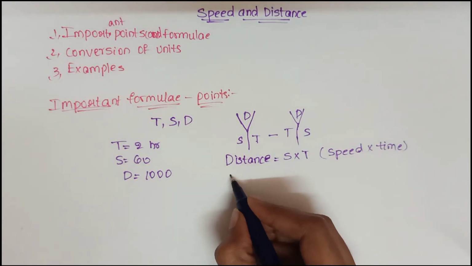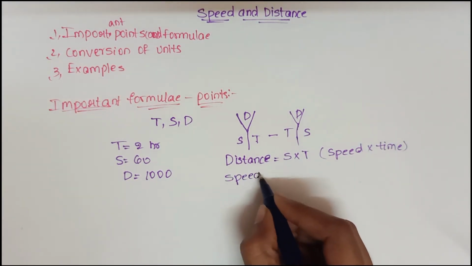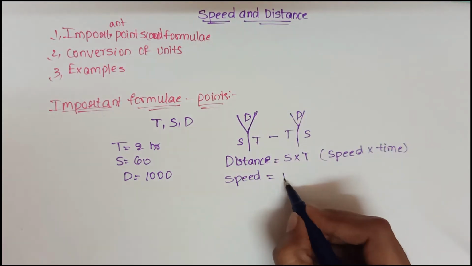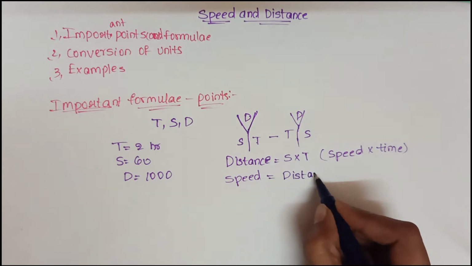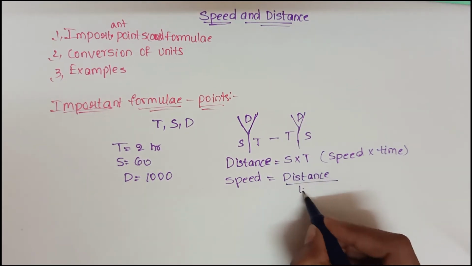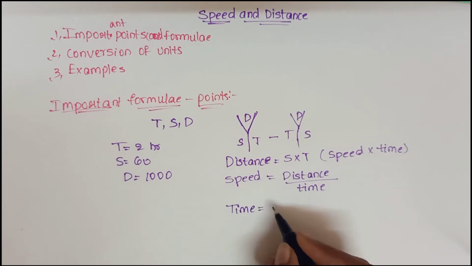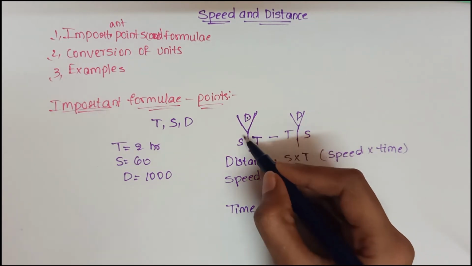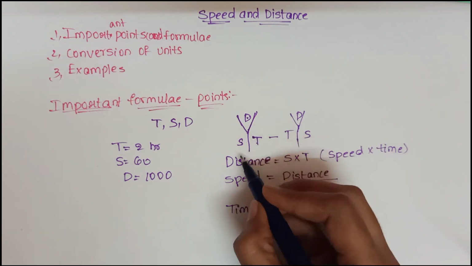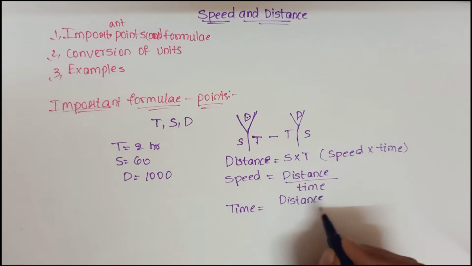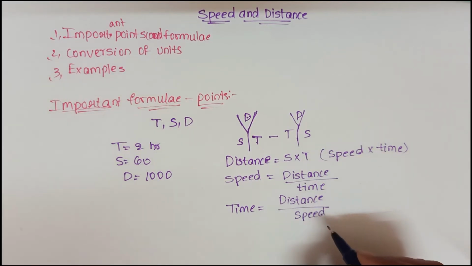Next, speed is equal to distance by time. Now time is equal to distance by speed. These are the three important formulas.